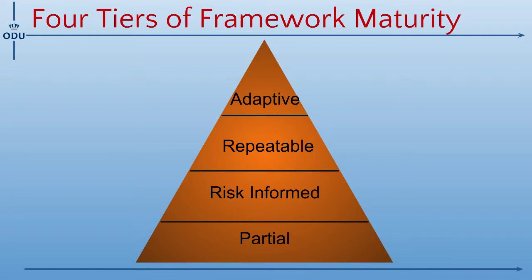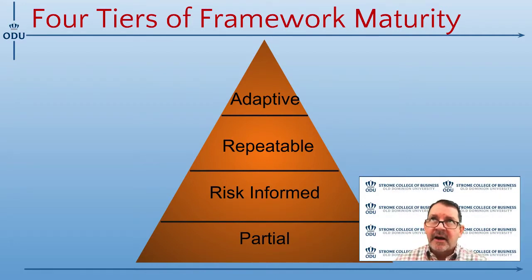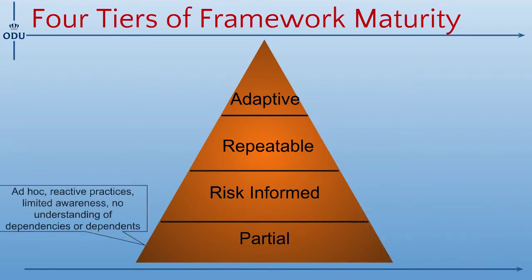Now, in the framework, it discusses 4 tiers of maturity. And when you hear the term maturity, think your business's or your organization's ability to, in this case, respond to and manage cybersecurity related risks. At the bottom of this pyramid is partial maturity. And quite honestly, I'm not sure why they call it partial maturity, because to me, this is really no maturity.